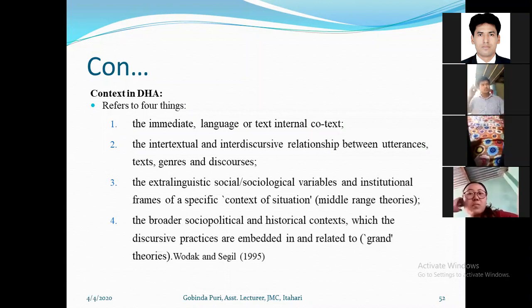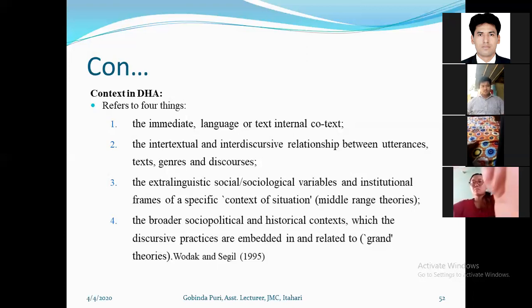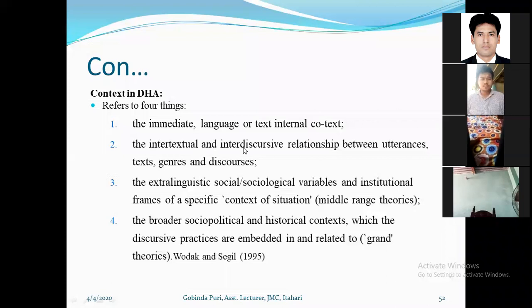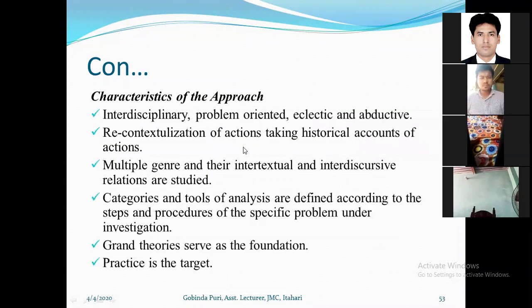And then the extra-linguistic or social or sociological variables and institutional frames of the specific context of situation. That is what we discussed last time: grand theories, middle-range theories and local or grounded theories. There are different types of theories. And finally the broader socio-political and historical context, in which the discursive practices are embedded and to which they are related. So Wodak and Reisigl prescribed these four contexts for discourse historical analysis. And there are some characteristics of this approach.